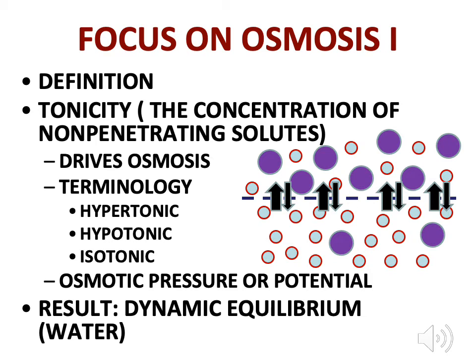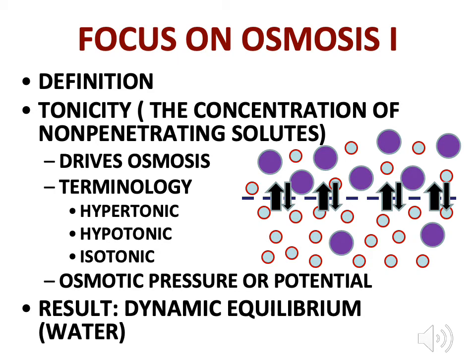Now, the tendency to drive water molecules across a membrane is referred to as osmotic pressure or potential. So it is the concentration of the hypertonic region that actually drives the osmosis. The hypertonic condition is what constitutes the osmotic pressure or the osmotic potential. But regardless, once those water molecules move, we will achieve a dynamic equilibrium, and that would be an equal concentration of water molecules above and water molecules below.